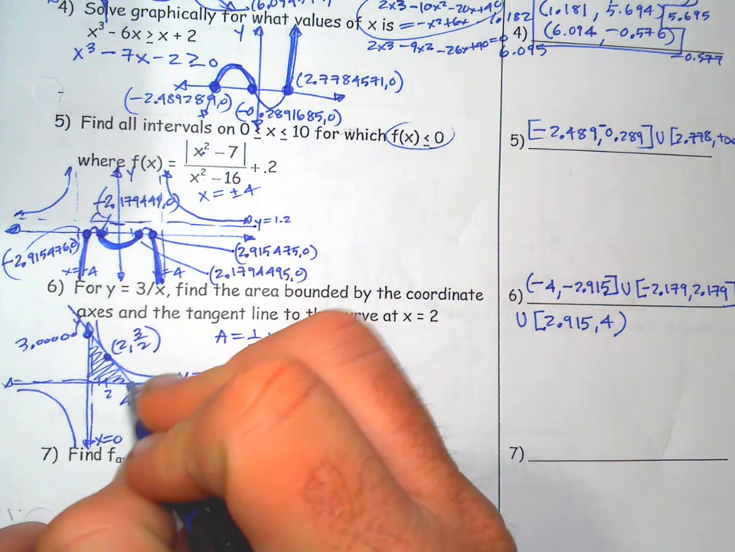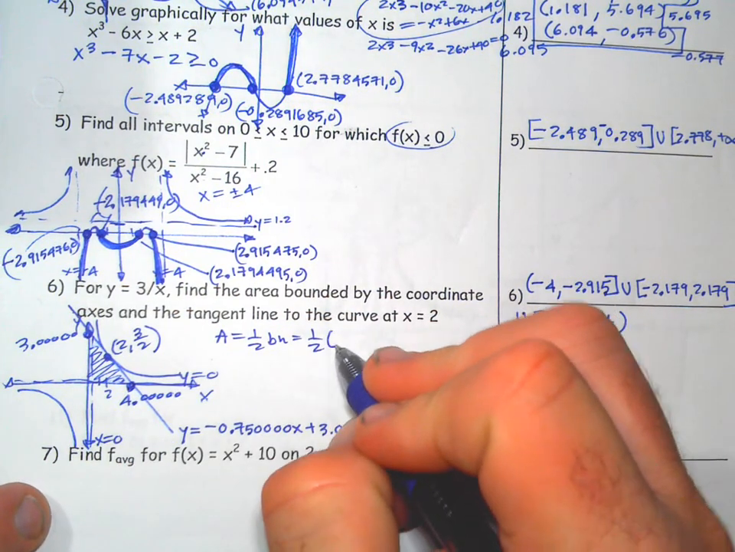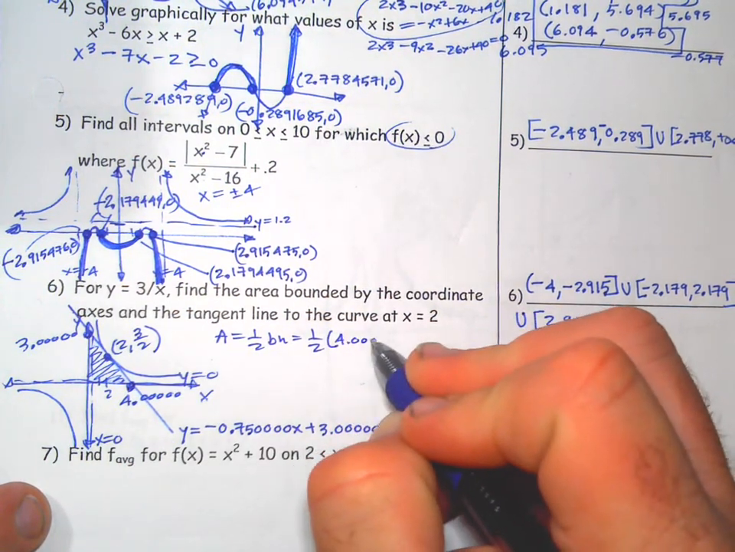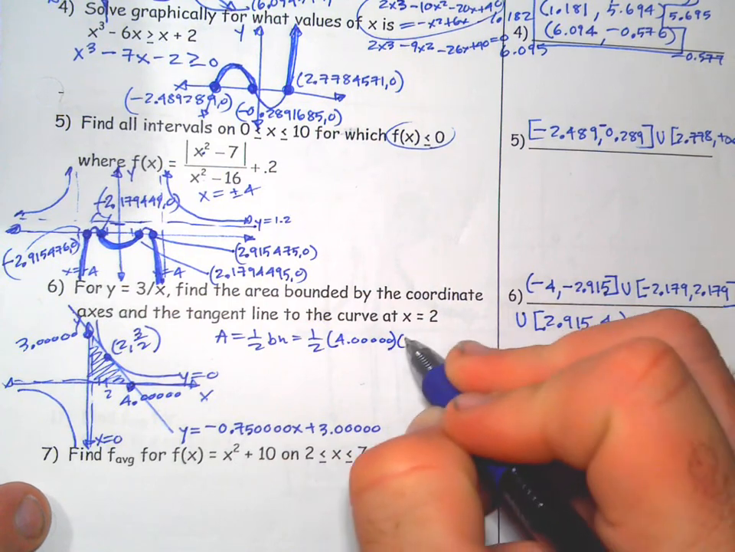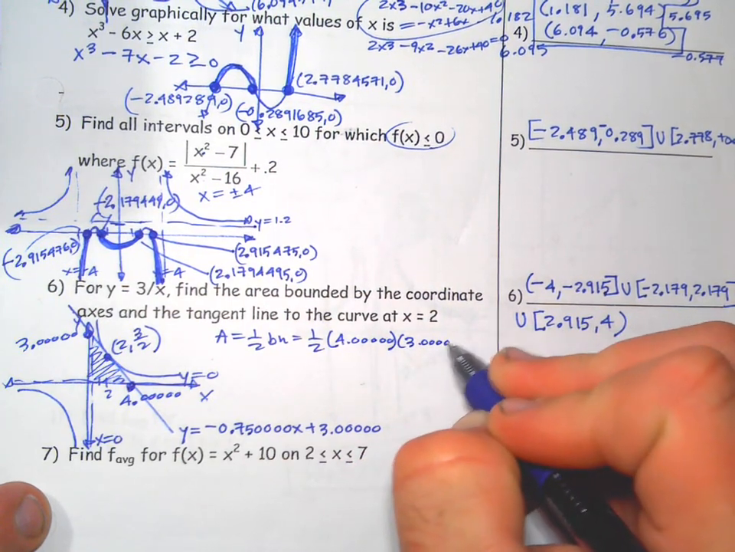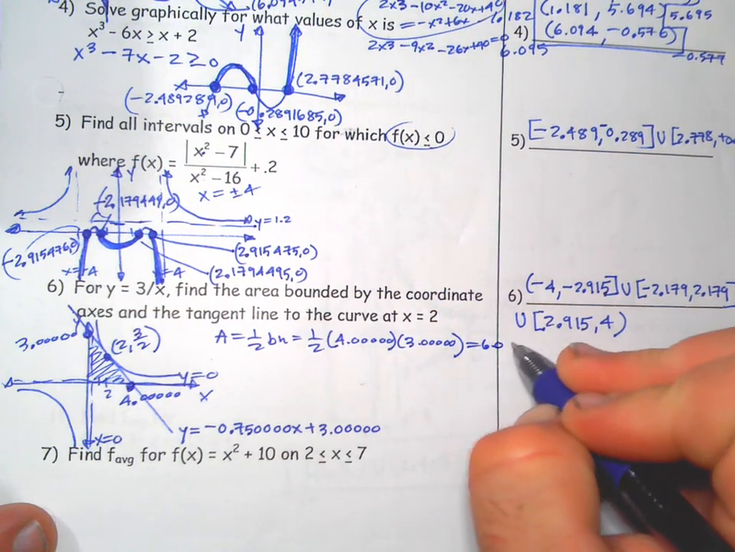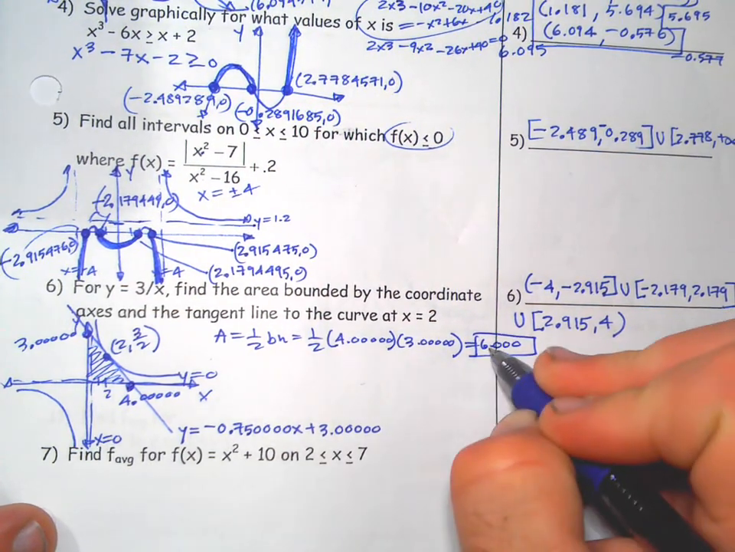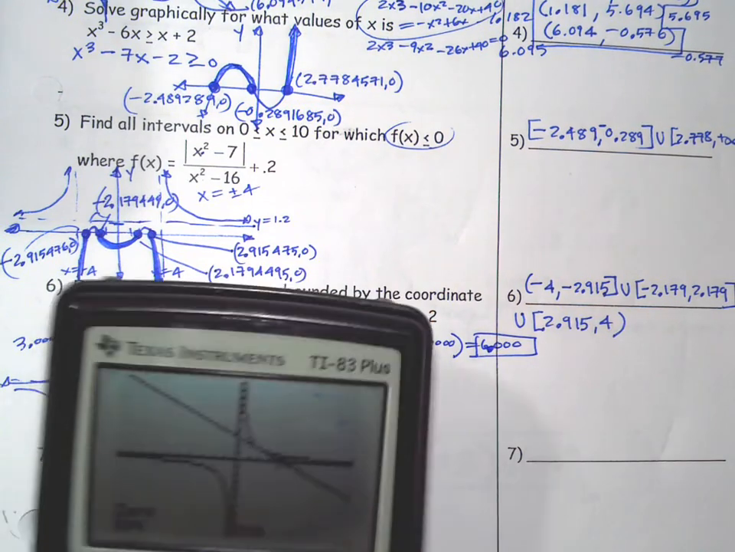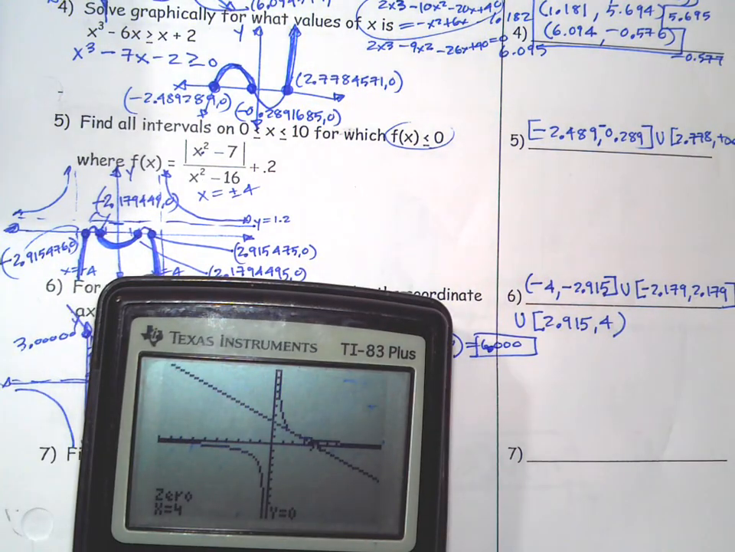Okay, so the base is 4.0000. The height is 3.00000. If you multiply this, you're going to get 6.000. And I'd write the extra zeros because you're not writing the nearest whole number, are you? It says what we want to do.